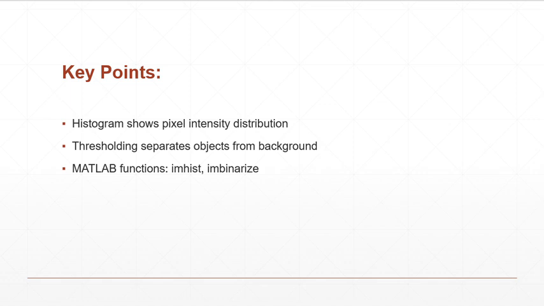Always remember, a histogram helps us understand the brightness distribution, while thresholding converts grayscale images into binary form.